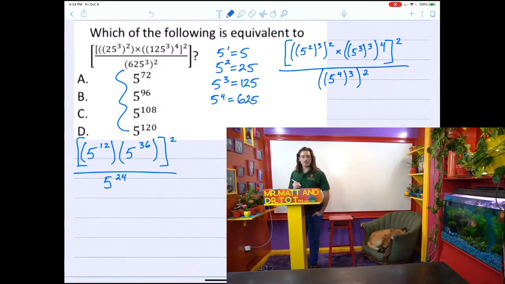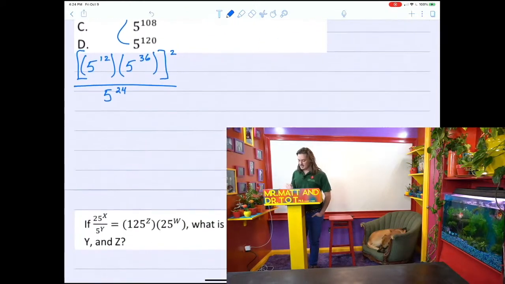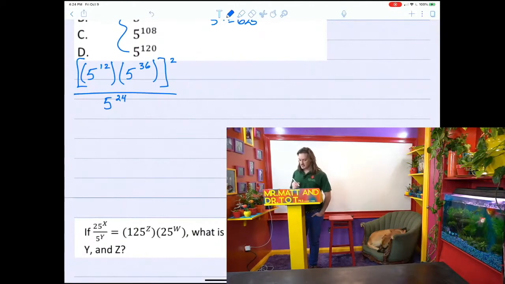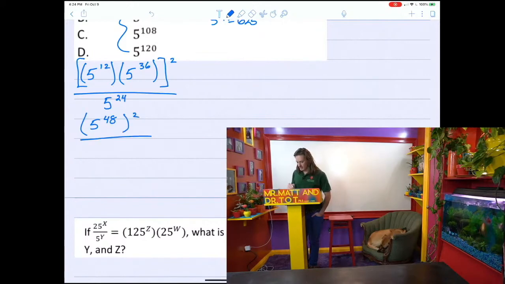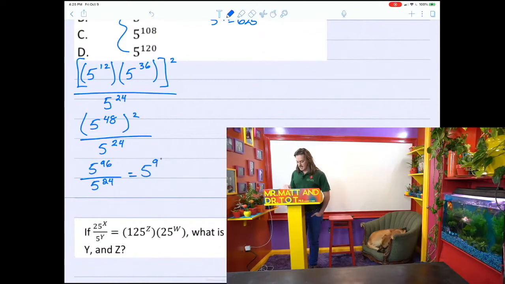In the numerator, we have common bases raised to exponents, and we are multiplying, so we can add these exponents together. This is the same thing as 5 to the 12 plus 36 power, so this is 5 to the 48th power, quantity squared, divided by 5 to the 24th power. 48 times 2 is going to be 96, so that's 5 to the 96th power divided by 5 to the 24th power. So that's the same thing as 5 to the 96 minus 24. That's going to be 5 to the 72nd power. And that's answer selection A.